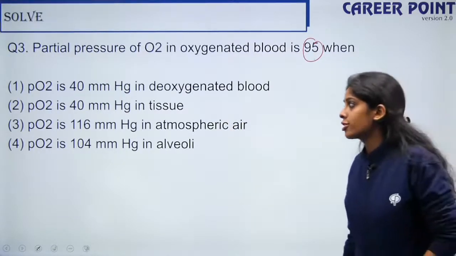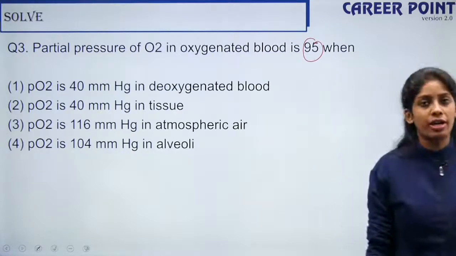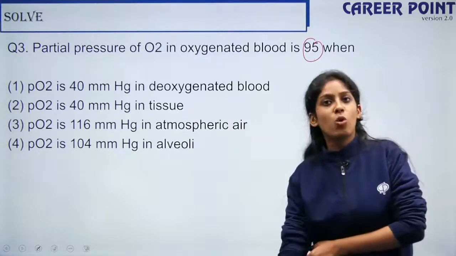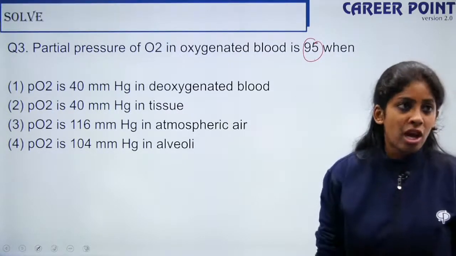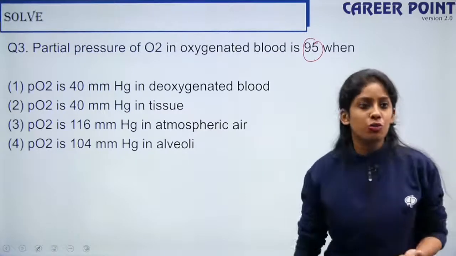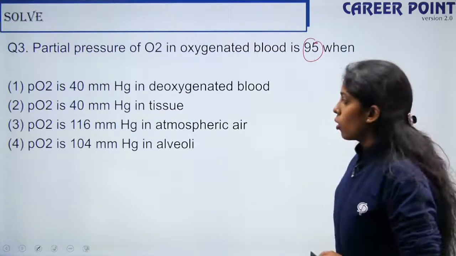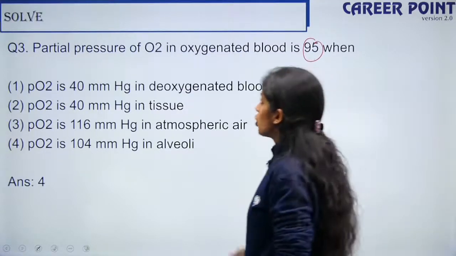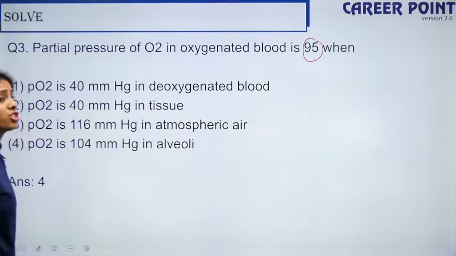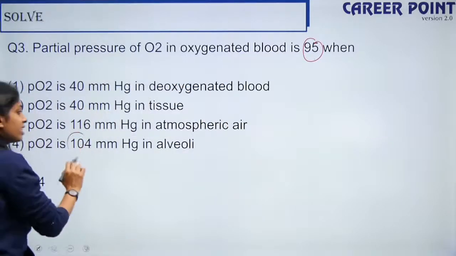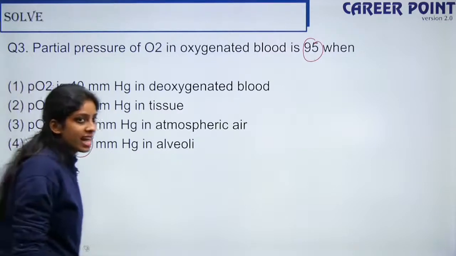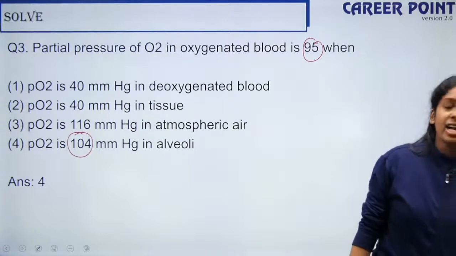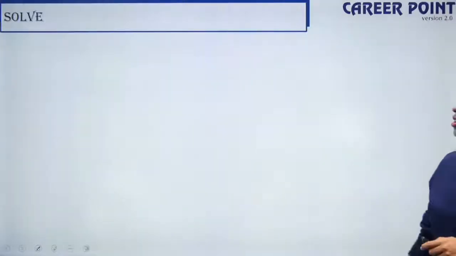Partial pressure of oxygen is 116 mmHg in atmospheric air, or partial pressure of oxygen is 104 mmHg in the alveoli. Under what condition is the partial pressure of oxygen 95? Question 3, fourth option, yes, absolutely right. The partial pressure of oxygen in oxygenated blood is 95 when in the alveoli it is 104. This is a direct question based on your table in NCERT, right? Okay, very good. So we go to question 4.